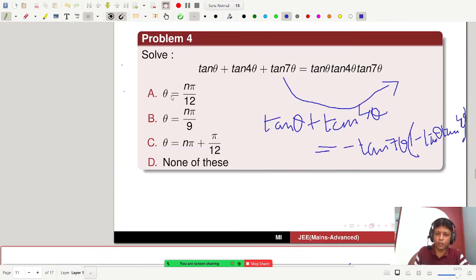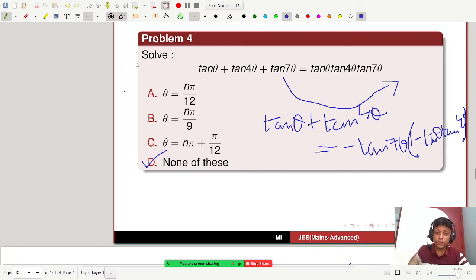So your option will be not A. Maximum students will answer A, but A is not the answer. You have to cross check if there is any n for which this is not satisfied, and find out that n. So your option is none of these. None of these is a very dangerous option, dear students. If you have none of these, then be careful while you are solving the problems of JEE.